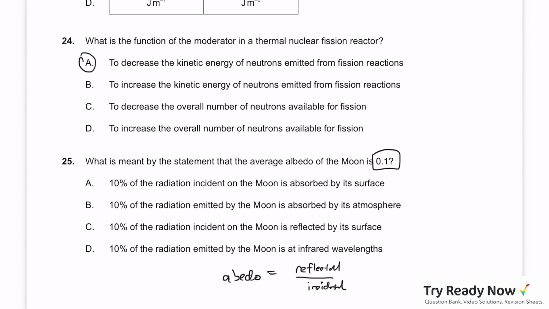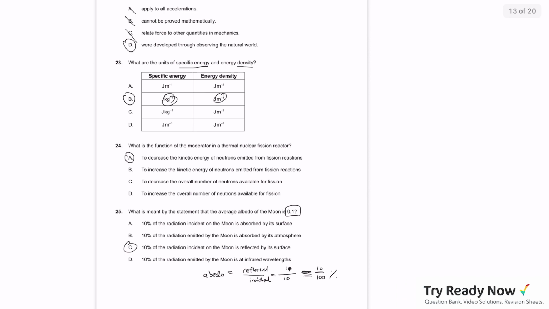Looking at the question, we already know that the answer should be C, because 10% of the radiation incident on the moon is reflected by its surface. This is equal to 1 over 10, which is 0.1, or it could also be 10%. As you can see, reflected over incident, and that's why for question 25 our answer is C.